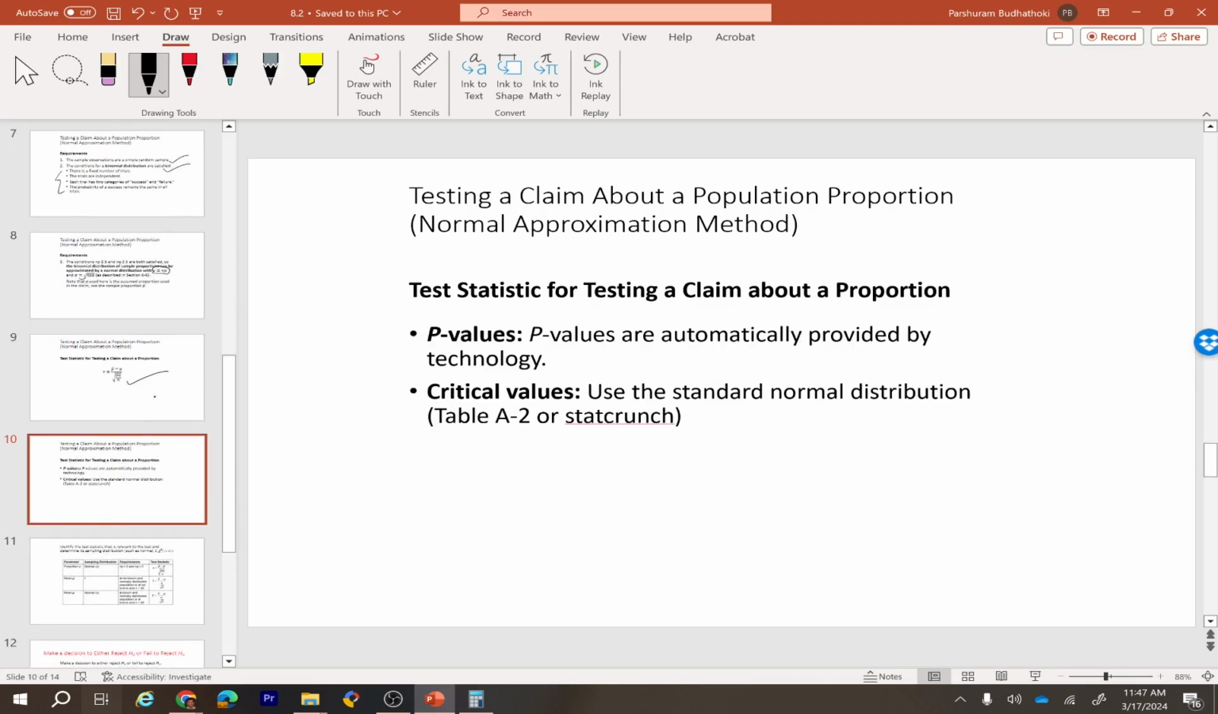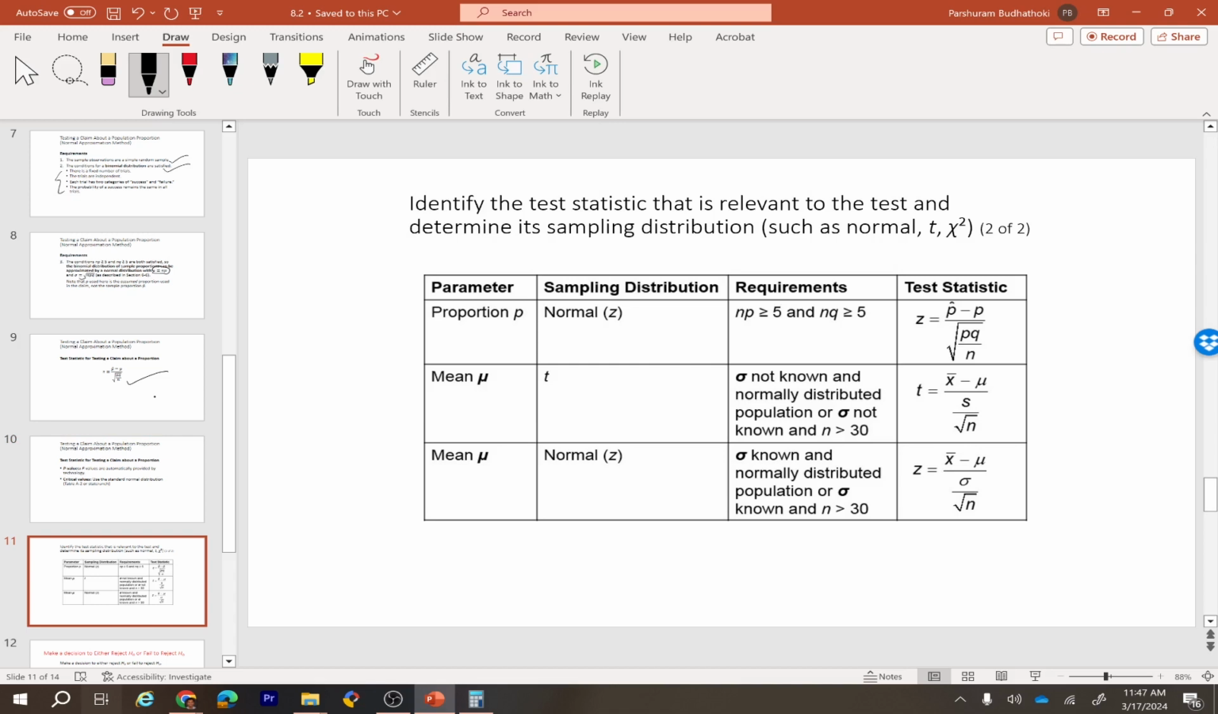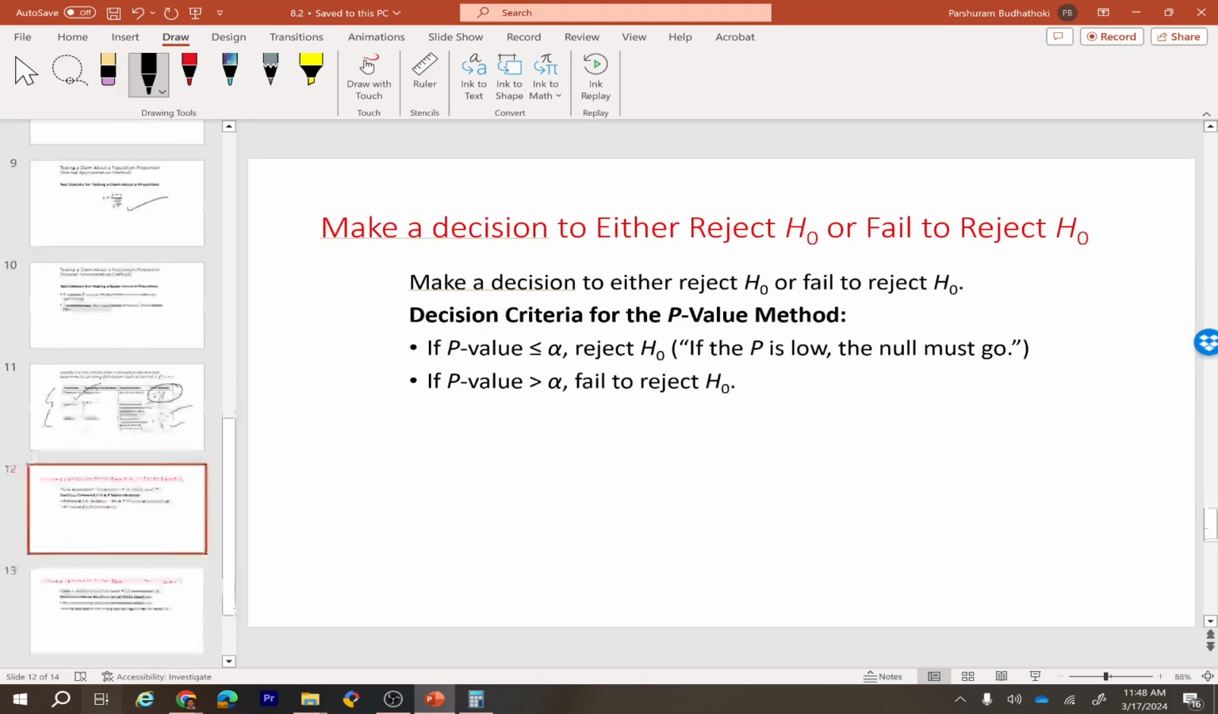Keep in mind there are two different methods, the p-value method and the critical value method, which we discussed in section 8.1 as well. These are the three different cases you have to keep in mind for finding the test statistic. This section is for the proportion. So this is the formula for the test statistic, and in the next section, 8.3, we focus on the mean by finding the t-score or the z-score, but in this section it's a proportion.